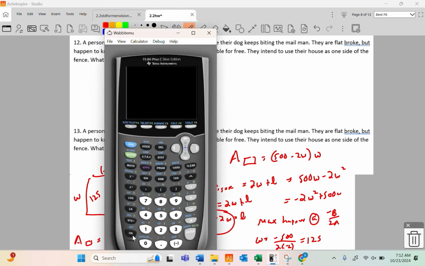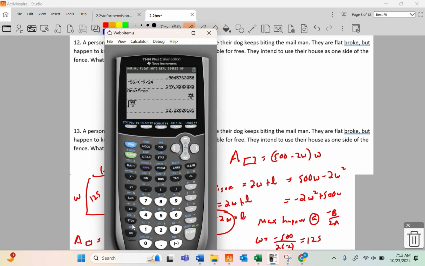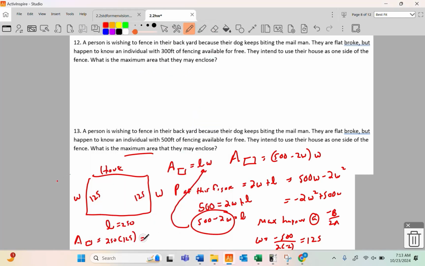Sometimes it's just quicker to do things in your head. I already have the answer. I just don't want to pull something out of thin air here. There we go. 250 times 125 is $31,250. That'd be what, square feet? 31,250 square feet.